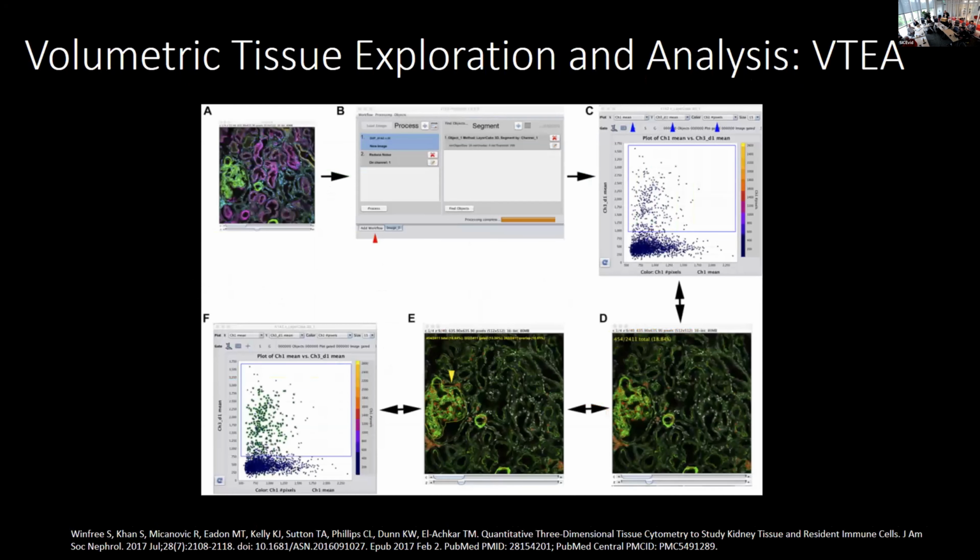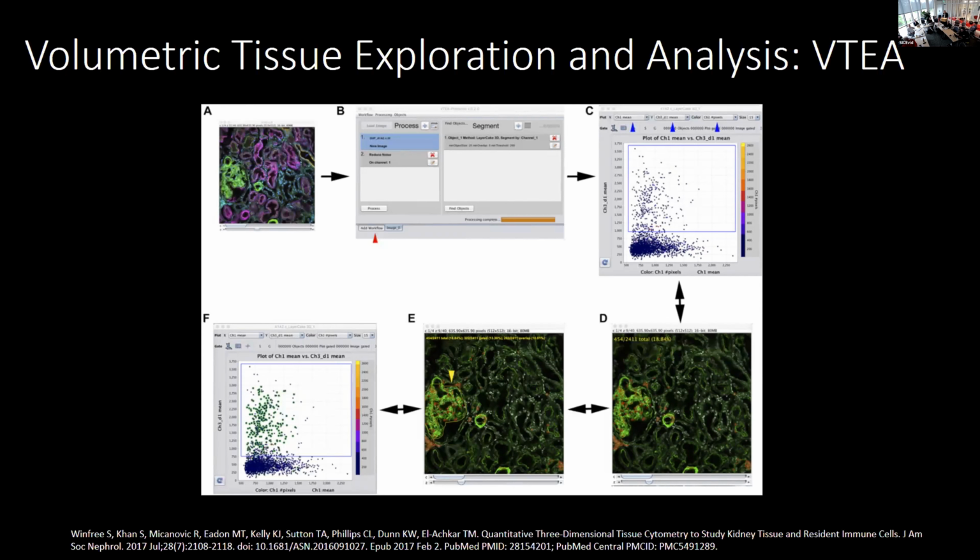So what did we come up with? This is our nascent tool that we've been using both in the KPMP and in our own research. And really the basic concept is we're taking, again, those 3D images, passing them into a pipeline, our workflow process that allows us to do image processing, segmentation, and then presentation of the data in a flow cytometry kind of way. So basically an XY scatter plot.